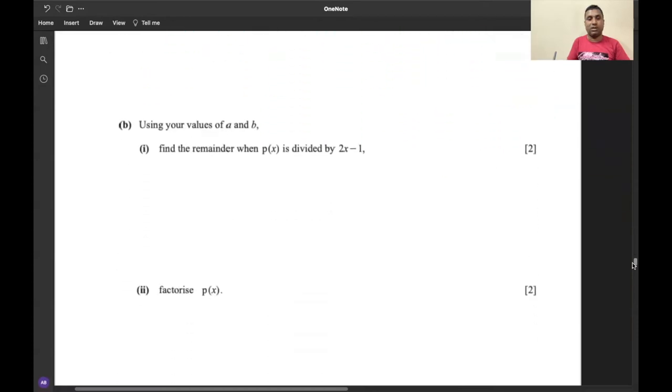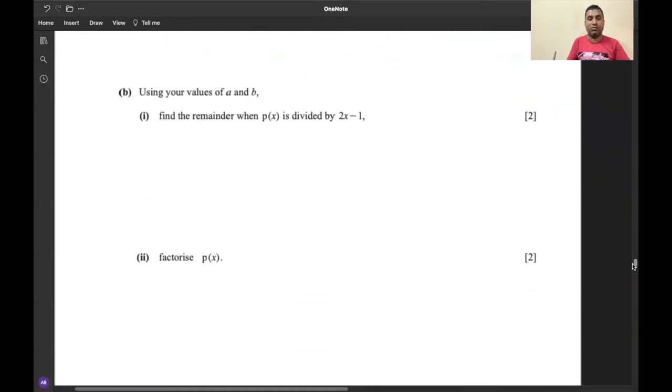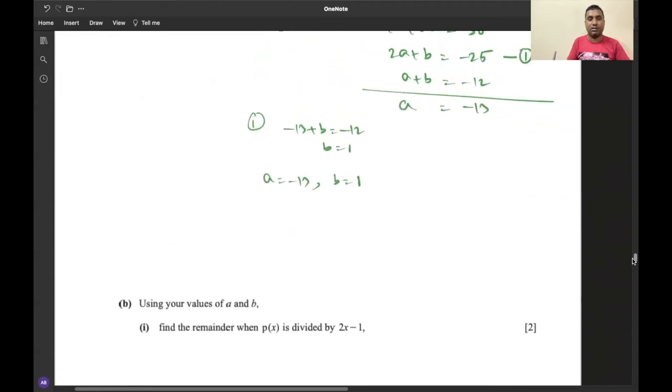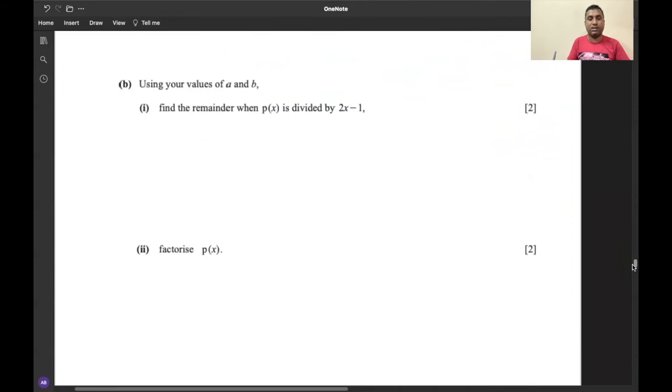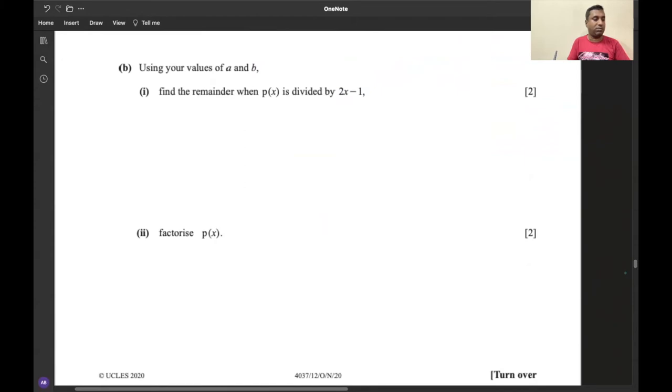Now let's see what is happening. Using your values of a and b, find the remainder when p(x) is divided by 2x minus 1. So just straight substitute x equals half in that equation. So p(half) equals 6 by 8 minus 13 by 4 plus half plus 2, that is 0. Okay, so the remainder is 0.